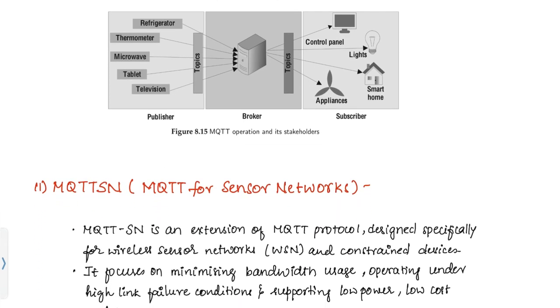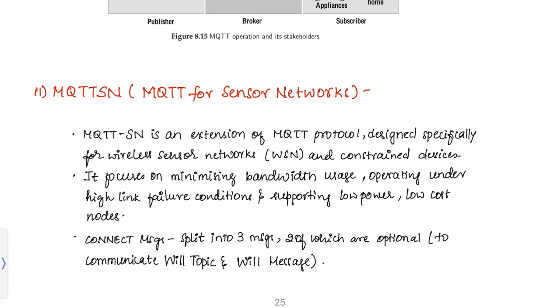Next protocol which we'll encounter is MQTT-SN. So it is MQTT for sensor networks. MQTT-SN is an extension of the MQTT protocol, which is designed specifically for wireless sensor networks and constrained devices. So this is particularly designed for WSN, wireless sensor networks. The focus is on minimizing bandwidth usage, operating under high link failure conditions, and supporting low power and low cost nodes. That's what we have spoken about, the constrained nodes and constrained network situation, right? So here it is an elaboration of whatever we have spoken.